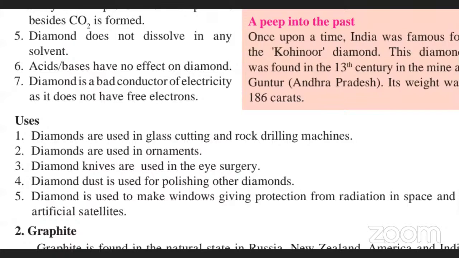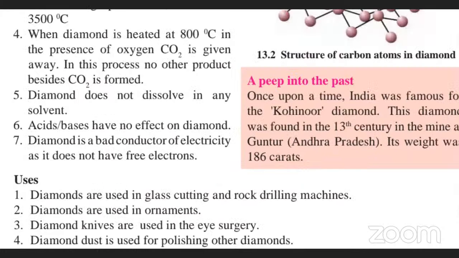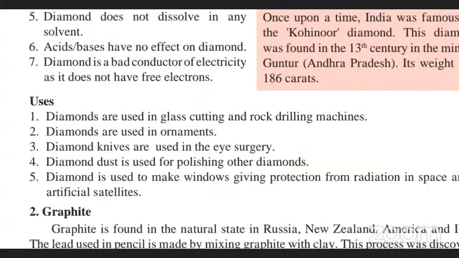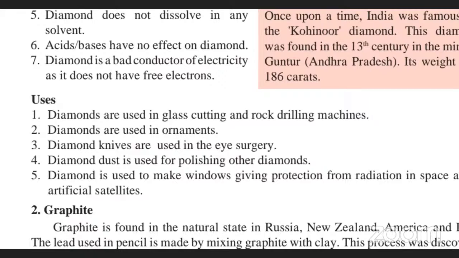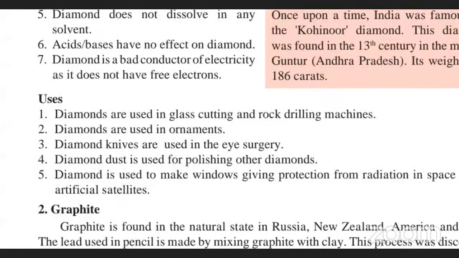Also, we know the most common use of diamond is in ornaments, like jewelry made up of diamond. Then diamond knives are used in eye surgery, again because it is the hardest material. The knives are not made entirely of diamond, but contain a small amount of diamond so they can be used in eye surgery. Again, diamond dust, the small particles or powder of diamond, is used for polishing other diamonds.